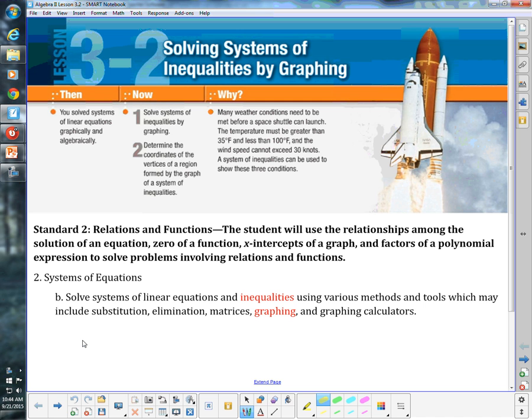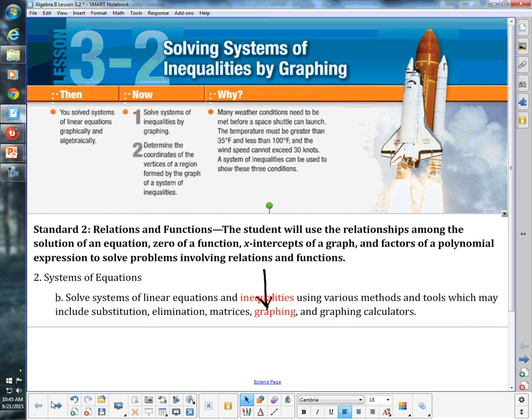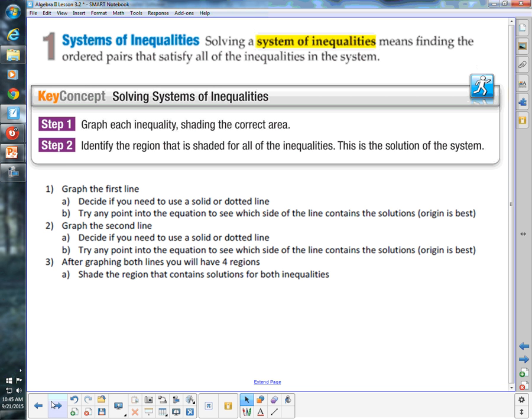Alright, so our goal today is to solve a system of inequalities. I'm talking here specifically about objective standard 2. We're going to be solving systems of equations and inequalities. We've already done equations, and we're going to be doing this by graphing. Here are the basic directions typed out for you. I'm going to demonstrate these directions to you right now.